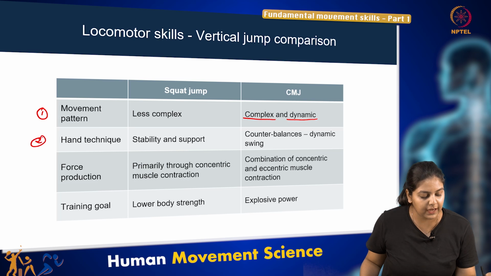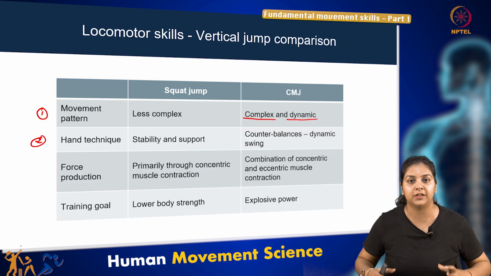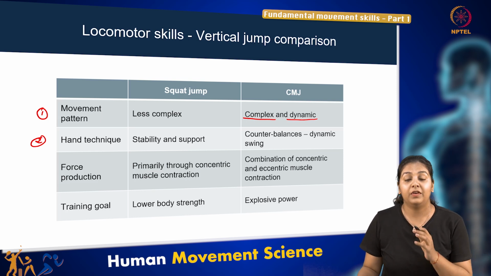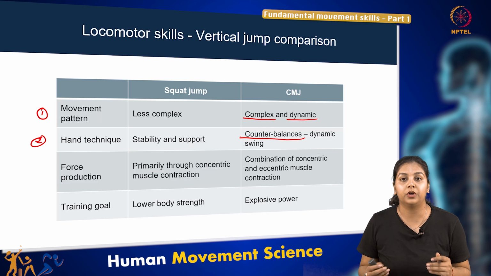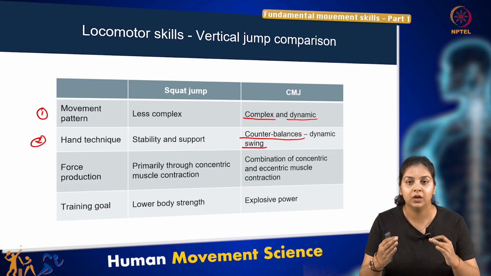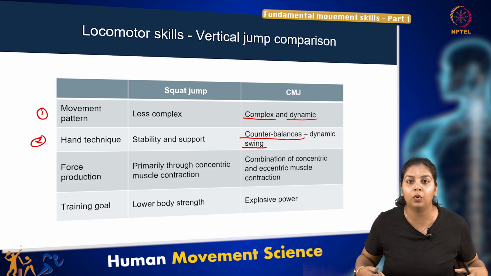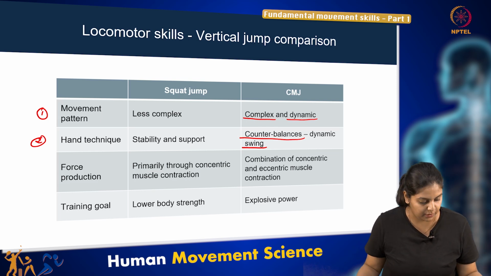Now, as we spoke about the hand technique, the hand here in the squat jump is quite important for stability and support because you're on your hip. So it provides good stability and support. Whereas in a counter movement jump, as the name suggests, the arm swing allows for a counterbalance or a counter movement, right? So the dynamic swing then helps you to transfer all of your force that is produced from your lower body into the jump, right?